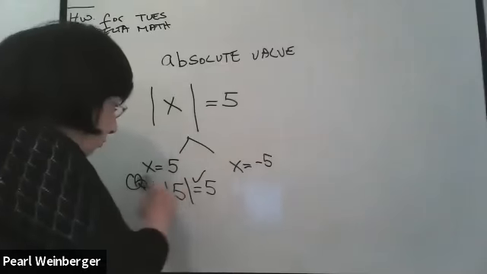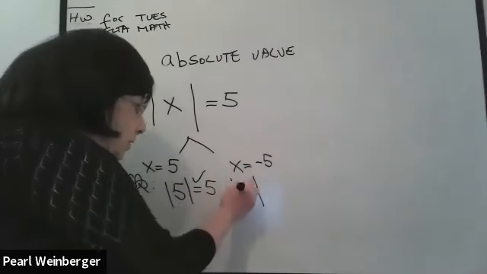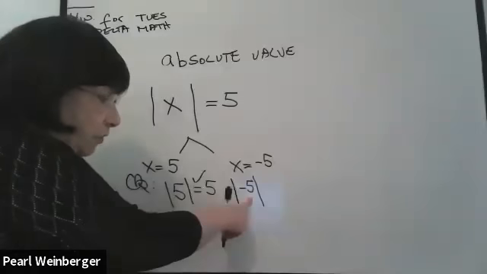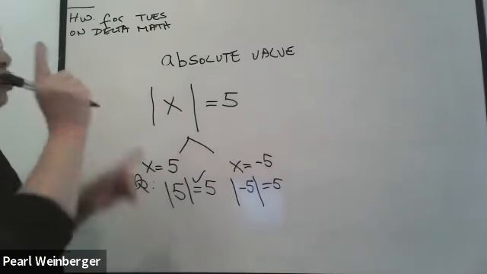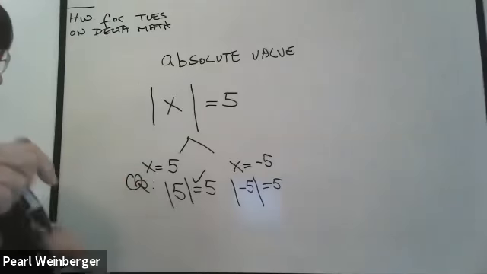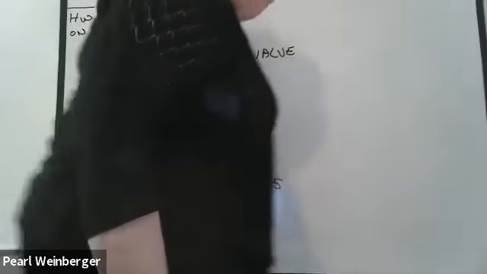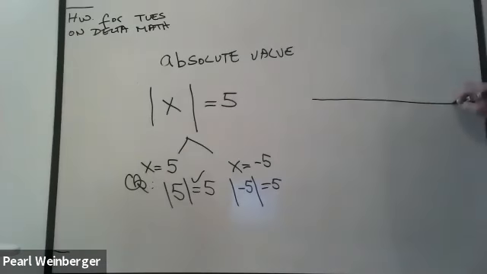I'm checking it. Remember, this is check. When I check, in place of x, I'm putting -5. And what's the absolute value of -5? 5. It will still be equal to 5. In other words, there are two answers to this problem. There's the +5 and the -5. I'll show you why on the number line that makes sense.